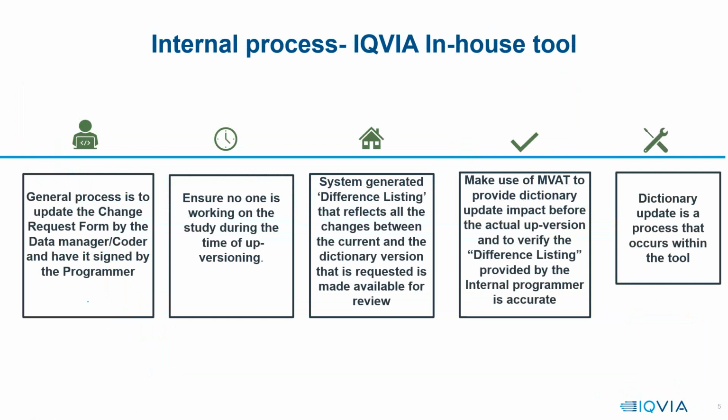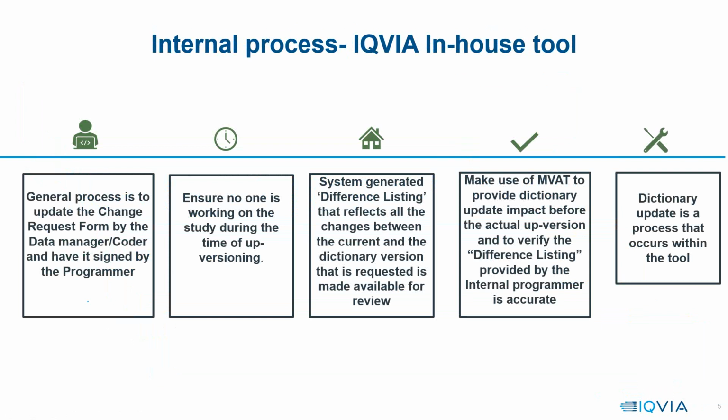Third would be to ensure that no one is working on the study during the time of upversioning. It has happened in the past where the dictionary upversioning process is in progress and someone from the study team has been actively working on the study, which has caused issues in how the dictionary upversioning took place.